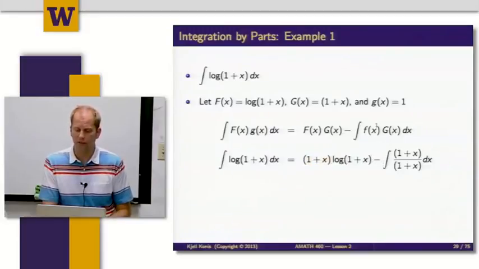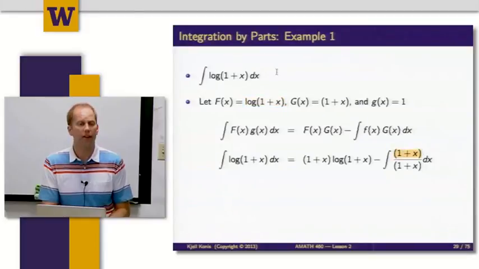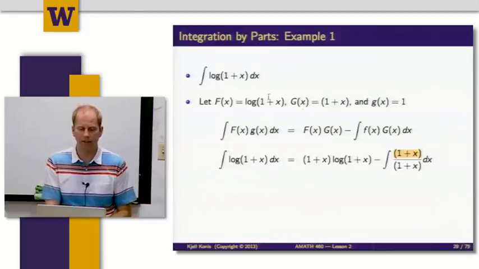minus the integral of little f of x. So that's going to be the derivative of this guy here, times capital G of x, which is 1 plus x. So the capital G of x ends up on top here. The derivative of the logarithm is just 1 over the argument. So in this case, the argument is 1 plus x. So little f of x is going to be 1 over 1 plus x.